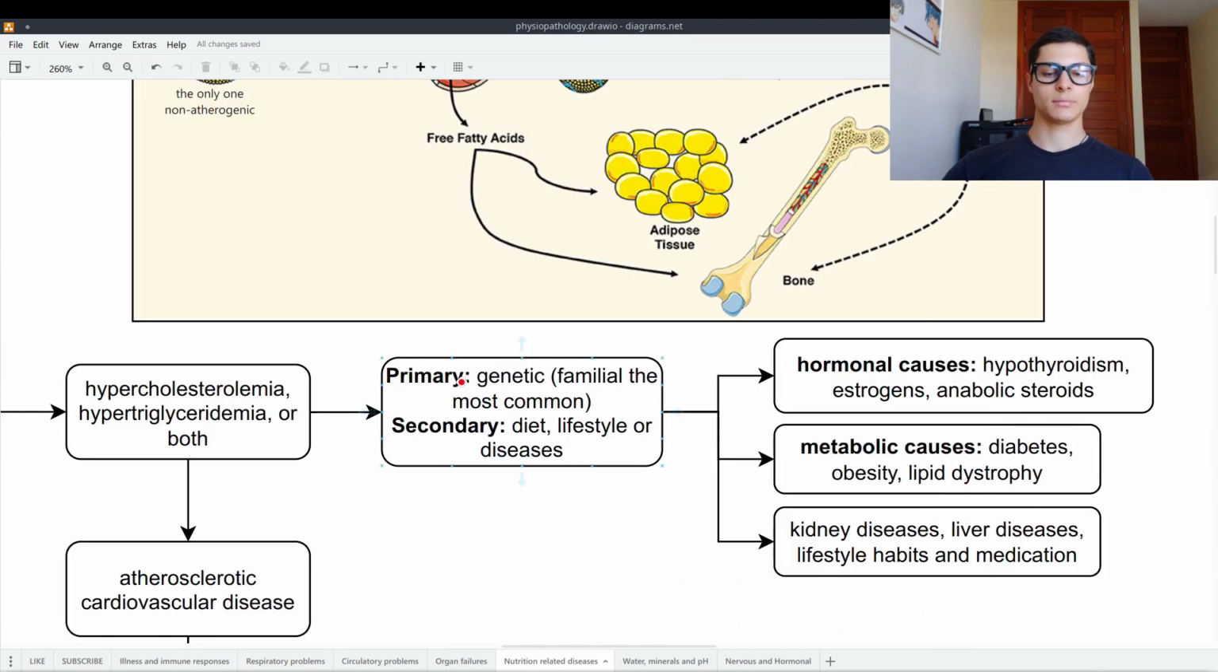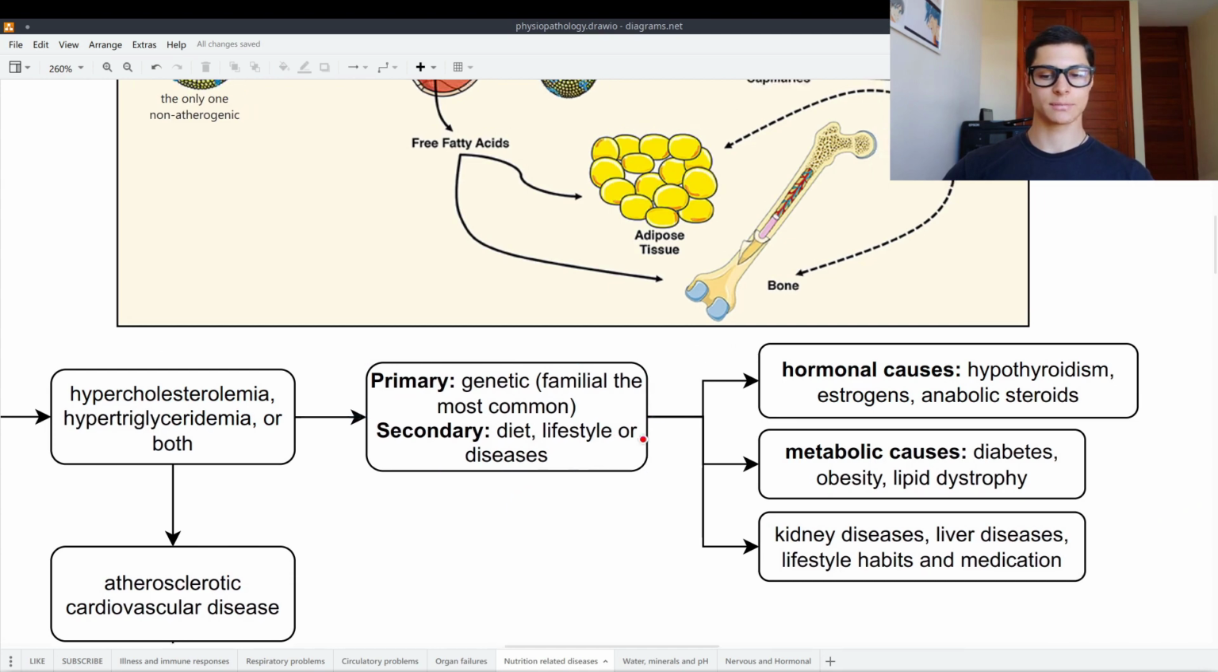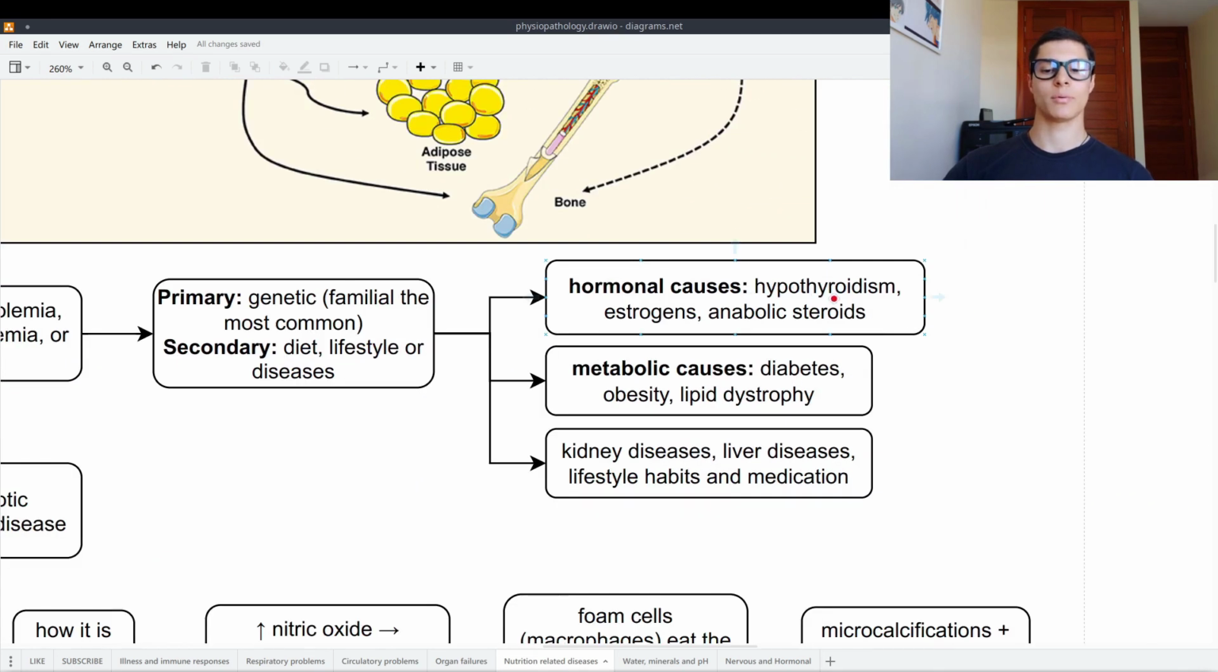They can be primary, so genetic, familial is the most common, or secondary, based on diet, lifestyle, or diseases. Hormonal causes, for example hypothyroidism, estrogens, anabolic steroids. Metabolic causes, diabetes, obesity, or lipid dystrophy. Also kidney diseases, liver diseases, lifestyle habits, and medication.